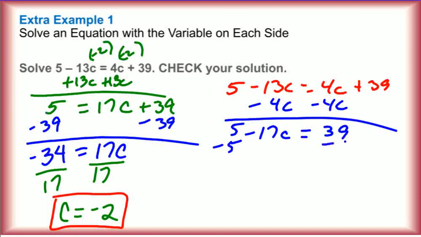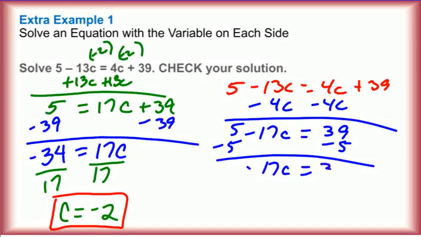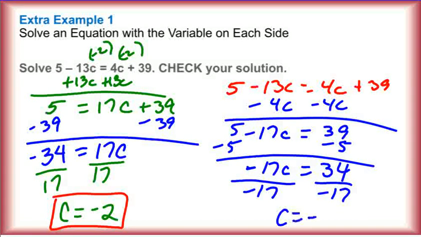Subtract 5 on both sides. Now I have negative 17C equaling a positive 34. Divide by negative 17. C would still equal a negative 2. Moving on to our next question.